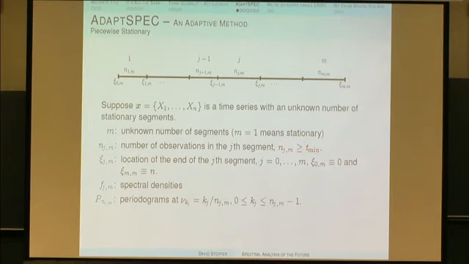Okay, so here, this is the timeline, and you assume that there are m segments. If m equals 1, that means that you have one stationary piece here. And then you're trying to find these change points in here. Okay, and then each one has their own spectral density. It's possible that, let's say, the first segment and the third segment have the same.